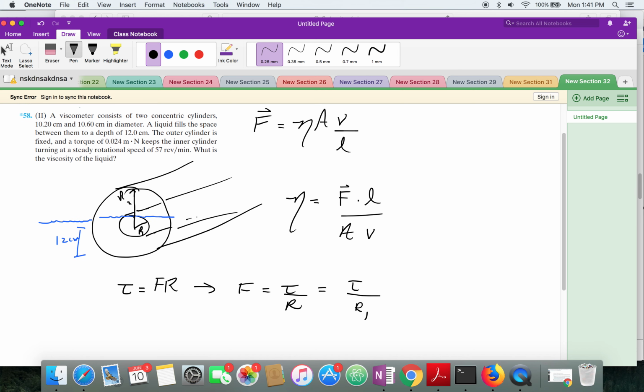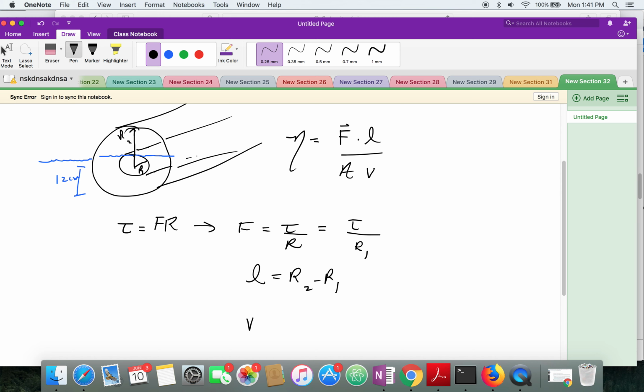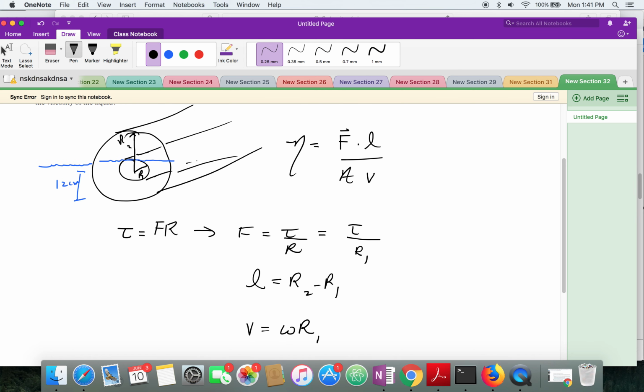L is the difference between the radii. So L is R2 minus R1. It's the distance, like that. And then I think we're pretty much good, with the one exception here. Now we have the V, which is equal to omega R, if you remember from the rotation section. Again, this would be R1 because that's what's spinning. So omega, we actually just leave it like that because this is what we have numbers for.